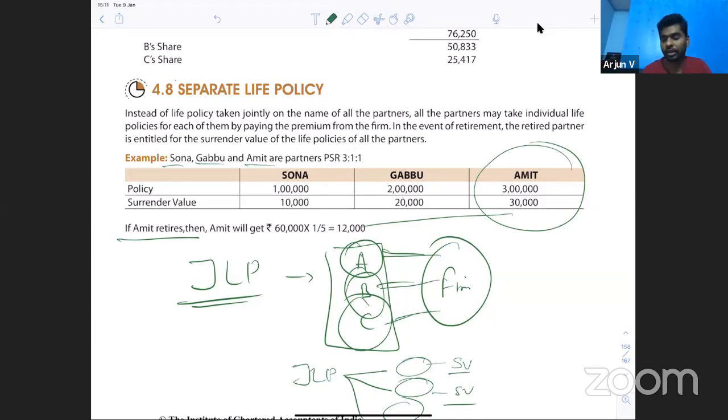Done? Okay. I have uploaded illustration number 3 and 4. I want you guys to look into it. I'll be sending you more questions for retirement because retirement questions are very often asked in the exam. I want you to solve it. Tomorrow we'll be doing death of a partner. If retirement you have understood, death is extremely easy. There is only one more concept of death, right?